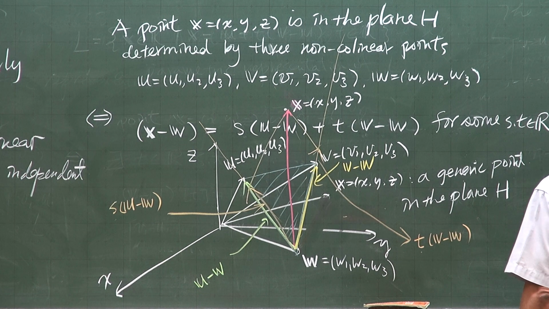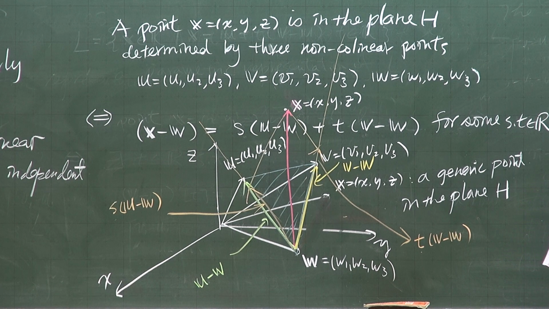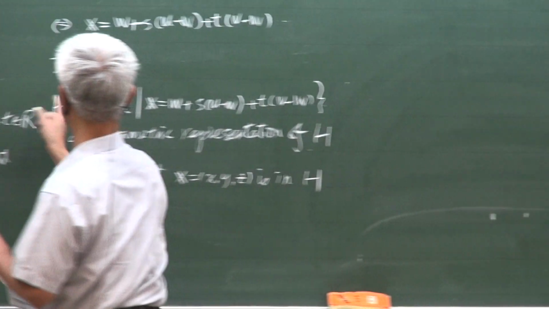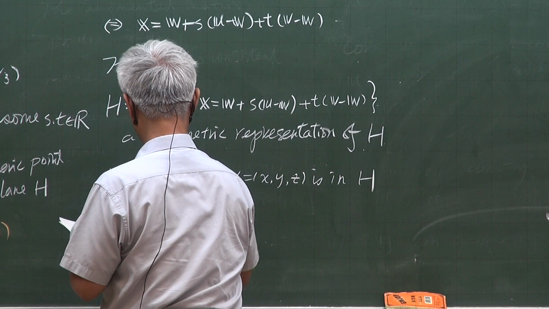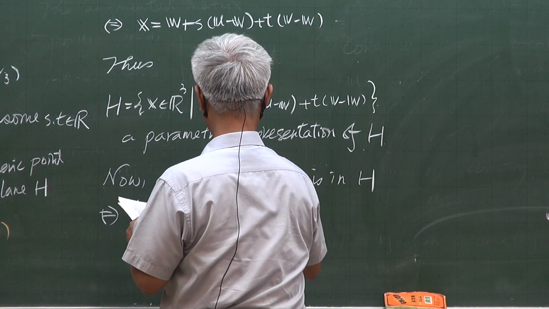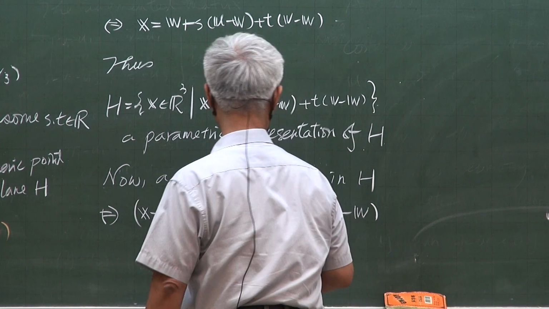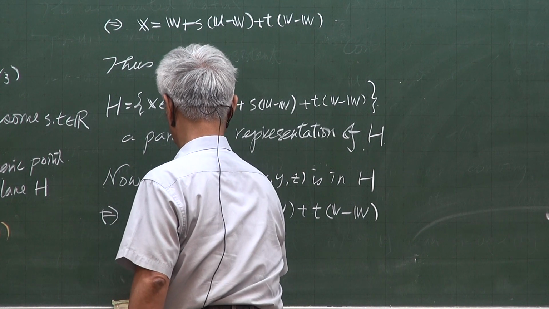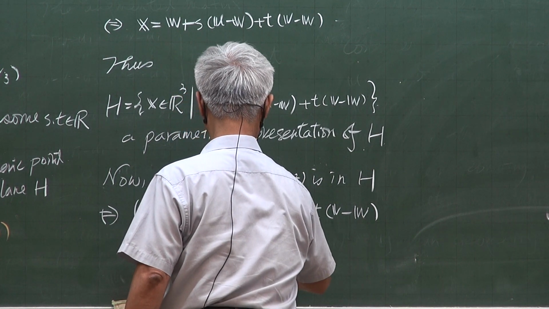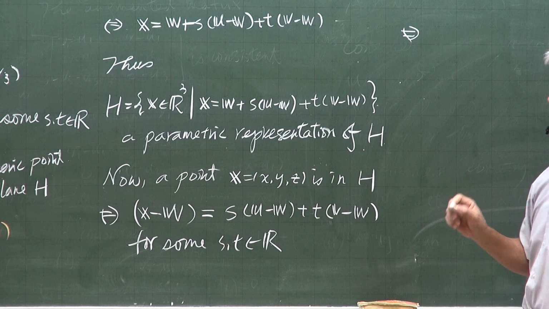So now, a point x is in H if and only if, as we write down here, x minus v minus w is equal to s(u minus w) plus t(v minus w), for some s, t in R. So now we can write this vector equation as a matrix equation.